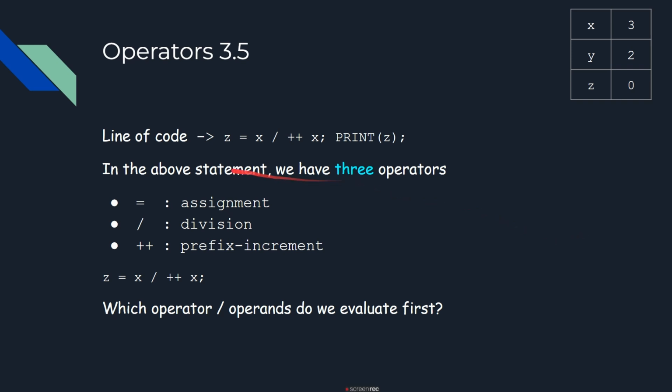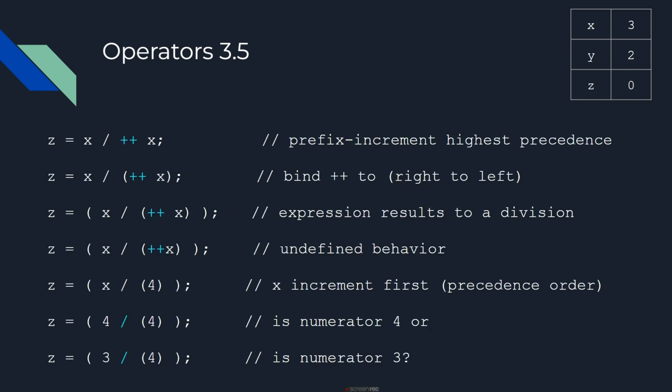So in the line of code that we're trying to evaluate, we got z is equal to x divided by plus x. We have three operators in the statement. We have the assignment operator, which we've seen a plethora of times in our previous videos. We have the division operator. And last but not least, we have the prefix increment, which we touched a little bit about in the previous video. So once again, which operator/operands do we evaluate first? The one with the highest precedence. In this case, it would be the prefix increment.